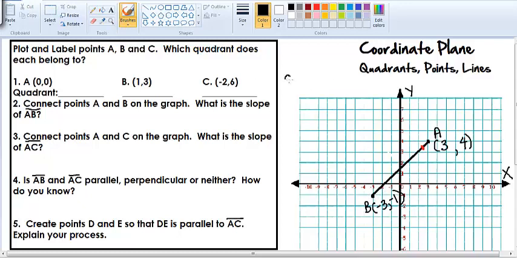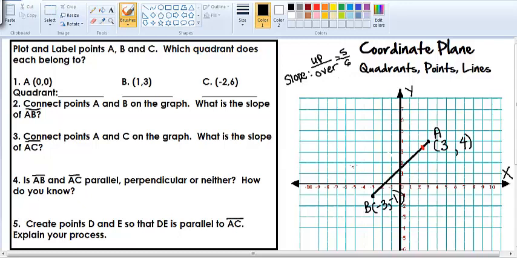And slope, when we're talking about slope, we like to go up before we go over. So slope is always up, over, or rise over run. So we want to go up and over to A, from B to A. So I go 1, 2, 3, 4, 5. 1, 2, 3, 4, 5, 6. So the slope would be 5 over 6. So the slope of BA is 5 over 6.